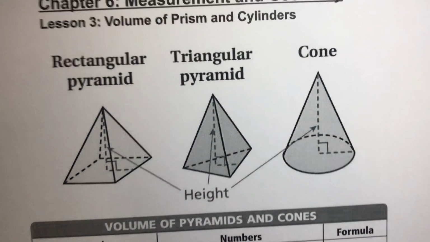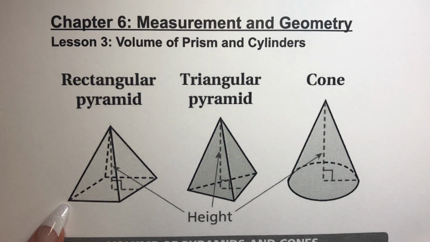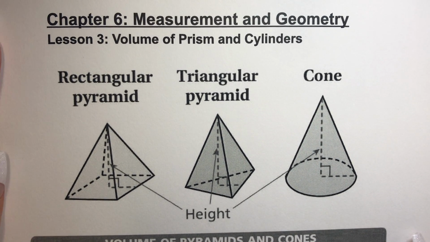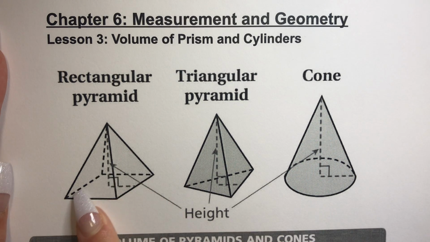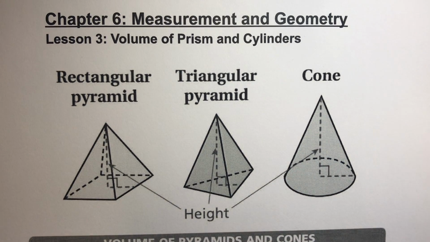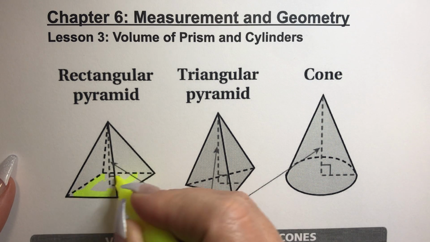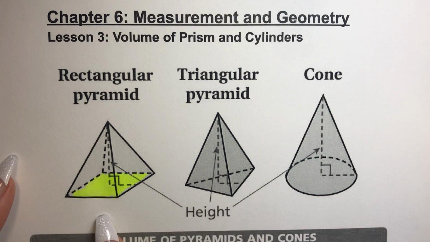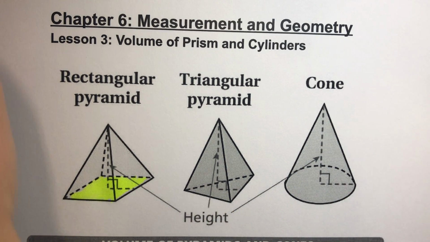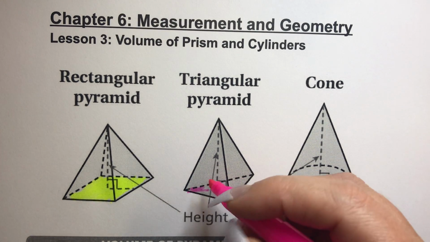The first is a rectangular pyramid. It is called a rectangular pyramid because the base is in the shape of a rectangle. Y'all see that? So this is the base down here, and it's in the shape of a rectangle. All right, rectangular pyramid. And then you have a triangular pyramid, where it's called a triangular because the base is in the shape of a triangle.